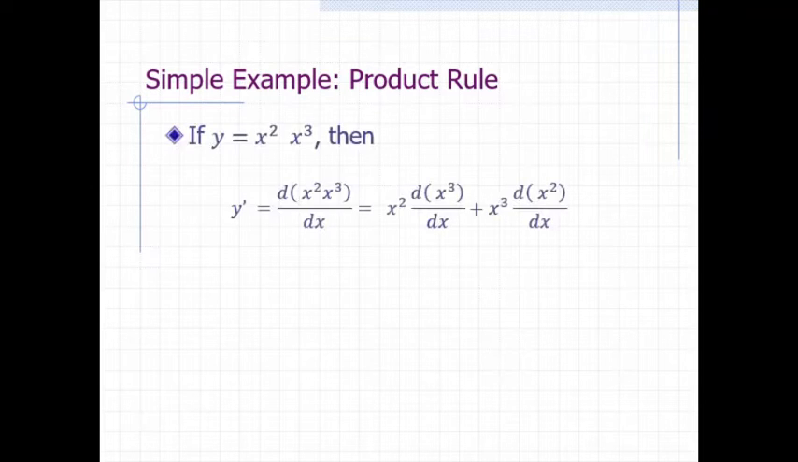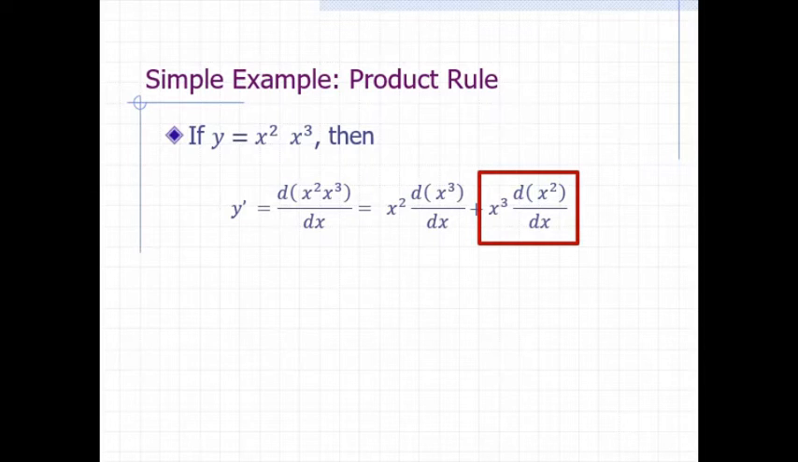Here's a simple example illustrating the rule for taking the derivative of a product of two functions. Suppose y is equal to x squared times x cubed. Then the derivative of the product is equal to the first function, which is x squared, multiplied by the derivative of the second function, plus the second function, which is x cubed, multiplied by the derivative of the first function. Please note that it doesn't matter which function you want to call the first function and which one you want to call the second function.